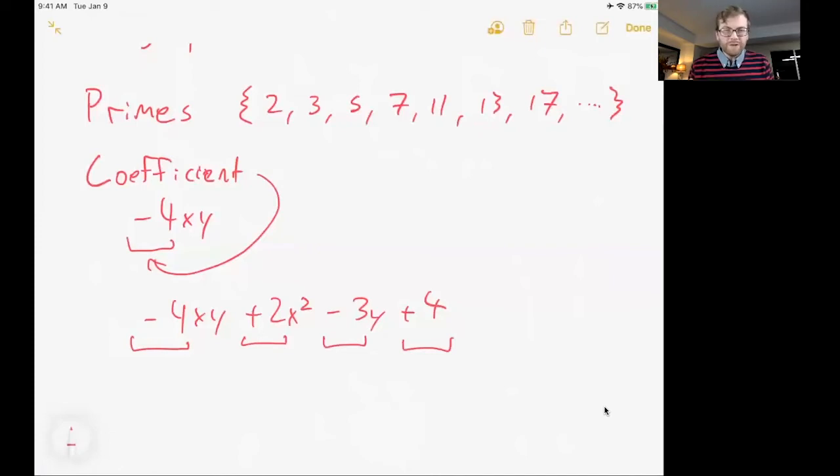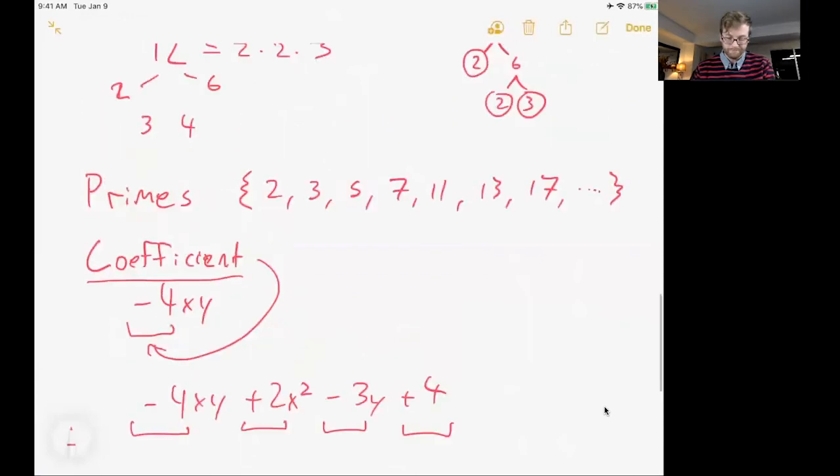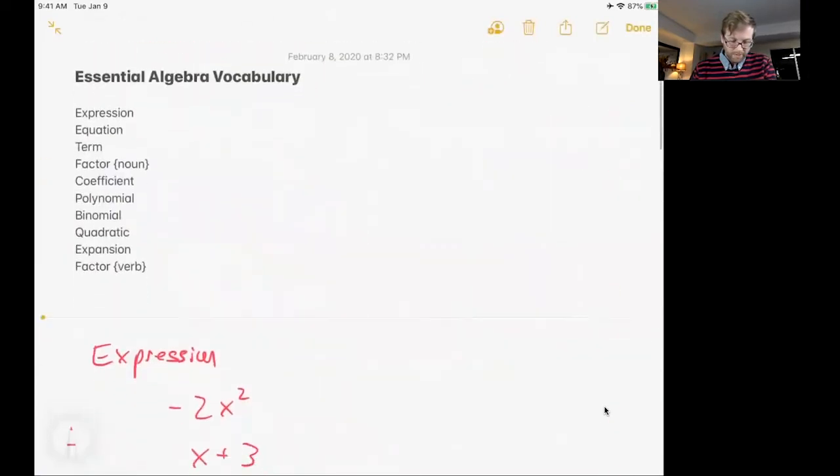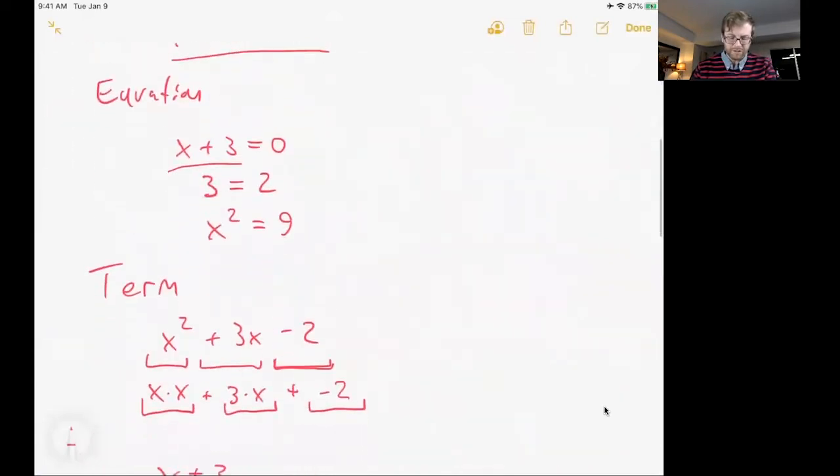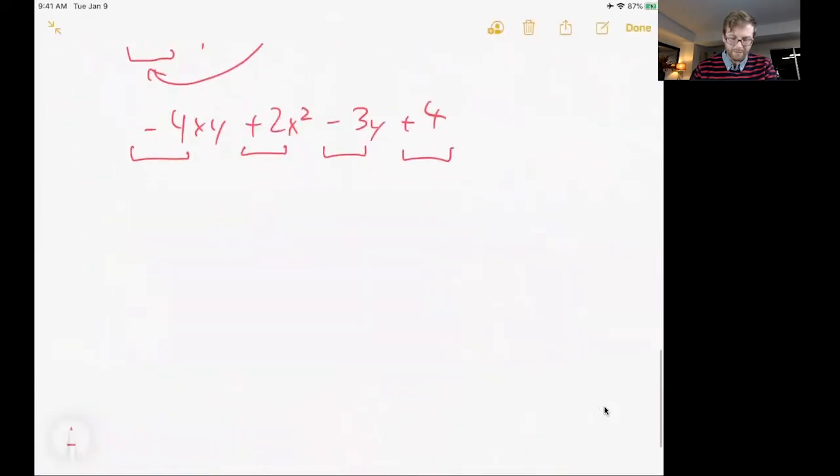That word coefficient is going to get thrown around, especially in my next video when I talk about factoring. And so I don't want it to be like, oh, what was that? What are coefficients? I don't quite remember. I want you to go, oh yeah, that's that number part in front of the variable. I don't want it to be a cause of any confusion later down the road. So, okay, now, after all that, just remember: expressions, equations, terms, factors, primes, coefficients.